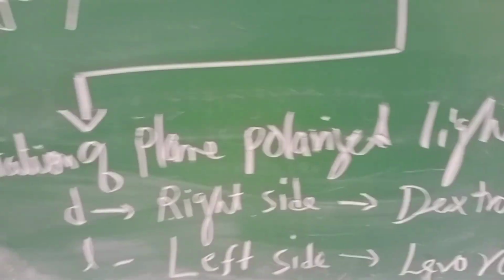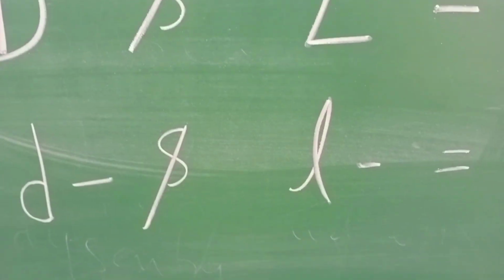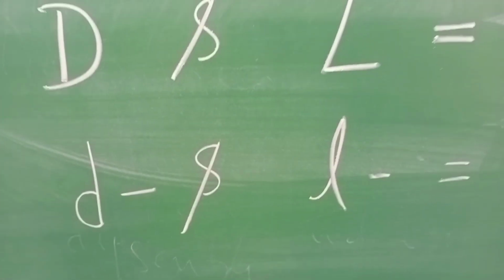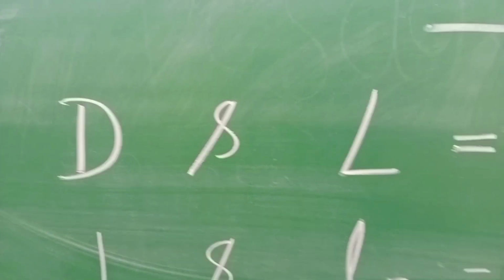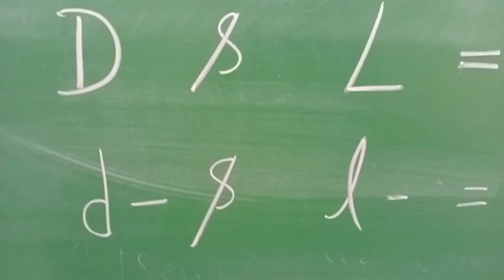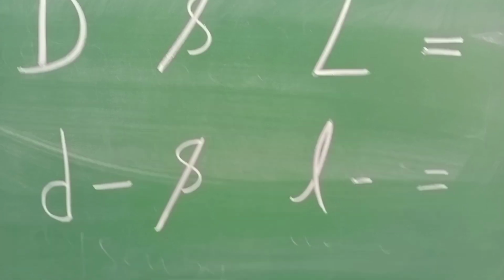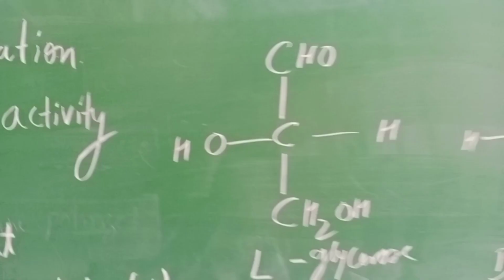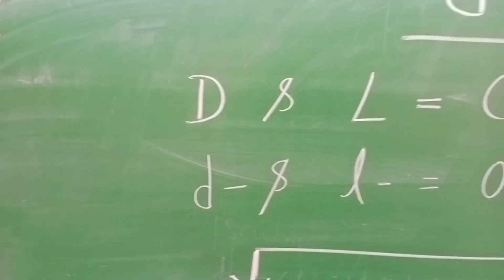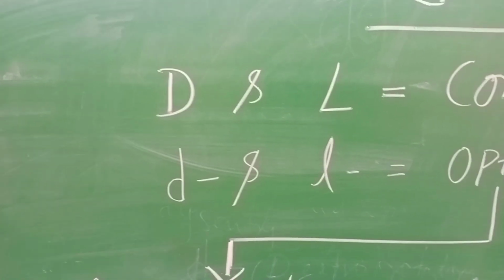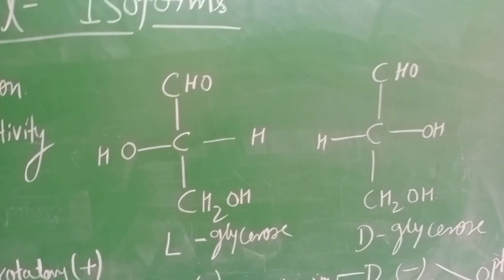So this is how we represent optically active molecules by small d and small l, and how these differ from molecules represented by capital D and capital L. I will explain both the capital D and capital L as well as the small d and small l designations of a molecule, and what they ultimately mean.